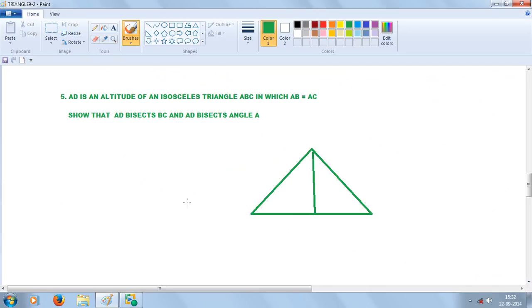AD is an altitude of an isosceles triangle ABC in which AB is equal to AC. In all these problems, first we will draw the diagram that will help us to understand the problem clearly. So vertex is A, AB is equal to AC, so these two are equal. Show that AD bisects BC. What is AD? AD is an altitude, which means it is perpendicular.